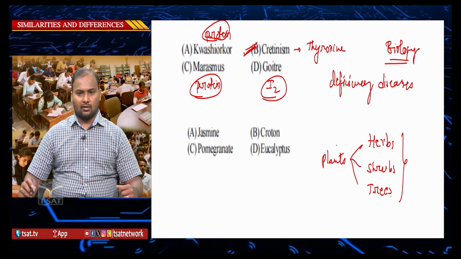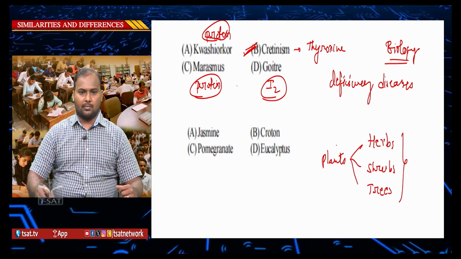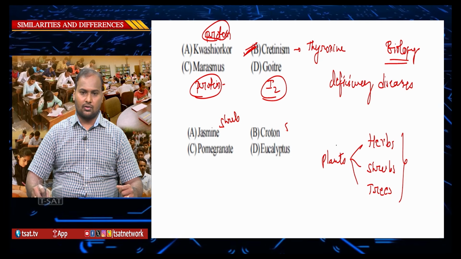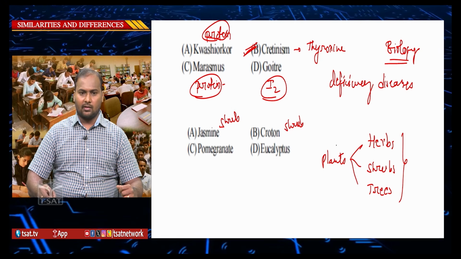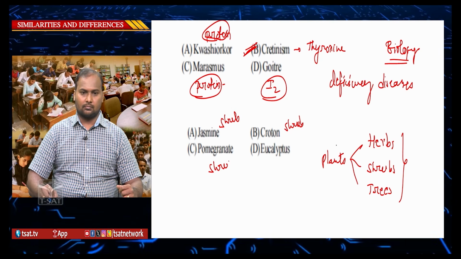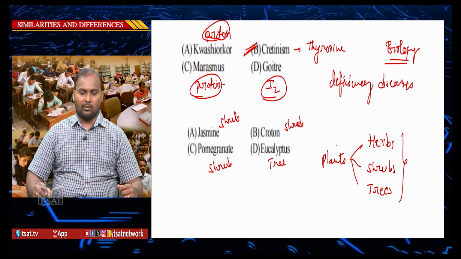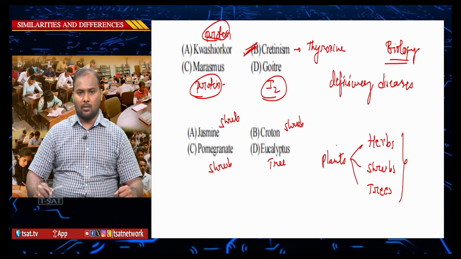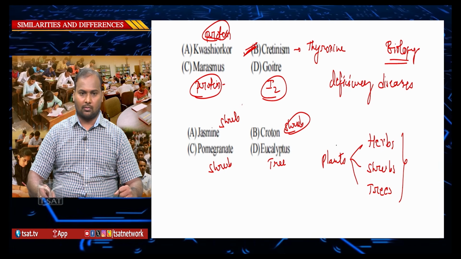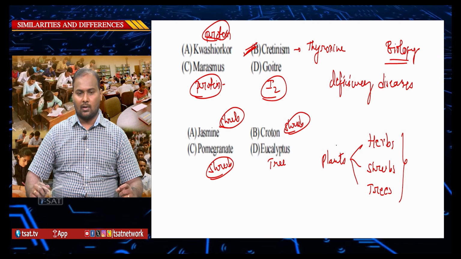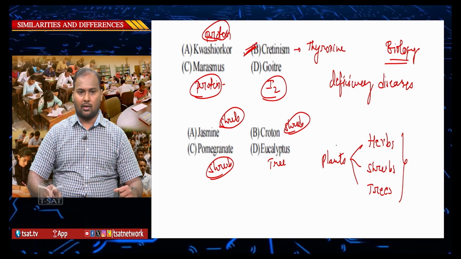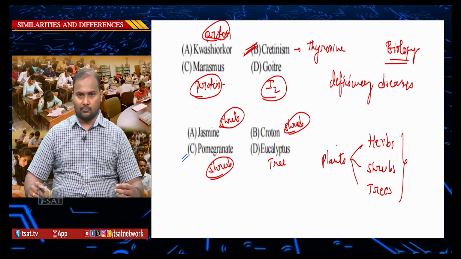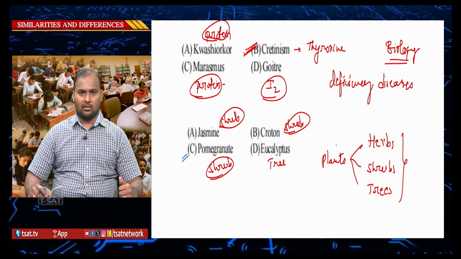నౌ ద క్వశ్చన్ ఈస్ బేస్డ్ ఆన్ దిస్ లాజిక్. ఫర్ ఎగ్జాంపుల్, జాస్మిన్ ఈస్ అ shrub. క్రోటాన్ ఈస్ ఆల్సో shrub, అది మన హైట్ ఉంటుంది. పొమోగ్రనేట్ ఈస్ ఆల్సో shrub, బట్ యూకలిప్టస్ ఈస్ ఎ ట్రీ. యూకలిప్టస్ 150 feet, 200 feet ఉంటుంది. సో ఆబ్వియస్లీ యూకలిప్టస్ మాత్రమే ట్రీ, మిగతావి shrubs. దట్ ఈస్ ద లాజిక్. ఇది తెలియకపోతే చాలామంది పిల్లలు ఆన్సర్ పొమోగ్రనేట్ అంటారు, ఎందుకంటే పొమోగ్రనేట్ అనేది ఒక ఫ్రూట్ కదా అంటారు. ఫ్రూట్ పేరే కరెక్టే, కానీ ఆ చెట్టు పేరు కూడా పొమోగ్రనేటే. యూ షుడ్ నాట్ గో బేస్డ్ అపాన్ దిస్ పర్టికులర్ లాజిక్.